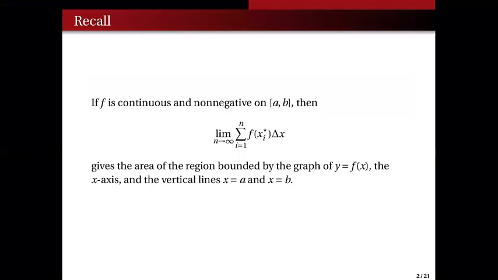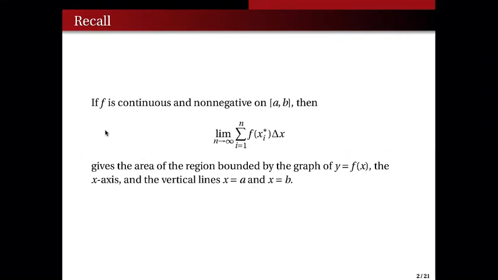We recall that if f is a continuous and non-negative function on the interval [a, b], then we have this: the limit of the Riemann sum as n approaches infinity. The Riemann sum is the sum of f of x sub i star delta x, i running from 1 up to n. This limit gives the area of the region bounded by the graph of y equals f of x, the x-axis, and the vertical lines x equals a and x equals b. So let us recall how we did it.